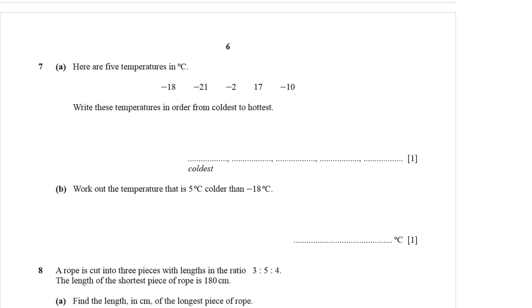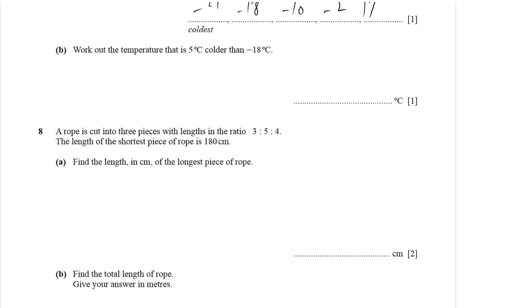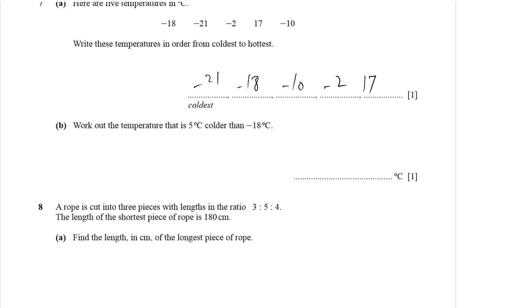Temperature, coldest to hottest. So the more in negative would be coldest. Minus 21, minus 18, minus 10, minus 2, 17. Temperature colder than, so it will drop further 5 degrees. While dropping, it will go more in negative. So minus 23.